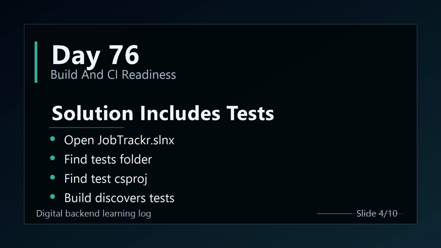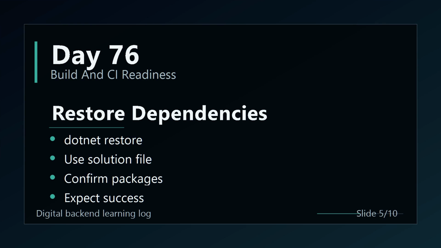Confirm JobTrackr.sln includes the tests folder and the JobTrackr test C# project. This lets solution level build and test commands discover the test project. Run dotnet restore against JobTrackr.sln. Restore downloads or confirms every required NuGet package before the build step.